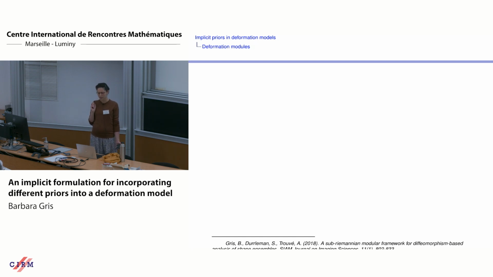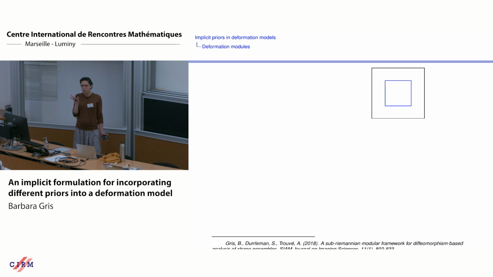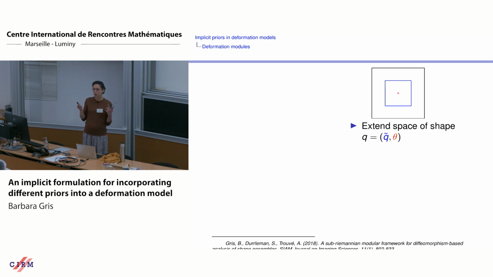So in a very simple example, assume that you want to transform the blue square into the black square, and you want to transform them only using local scaling. The strategy here is to consider your shape, so a square, and you extend the space of shape by adding points, because in order to define local scaling, you need to define the center. You could say that you consider only local scaling centered at the mean of your shape, for instance, but here we intentionally dissociate this. So now we have an extended shape, which is made of a square and one point.